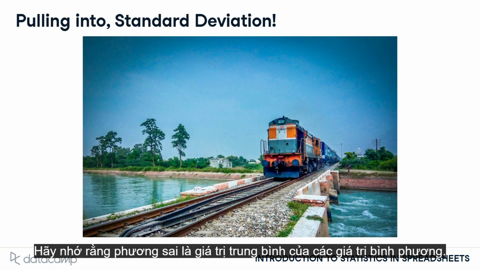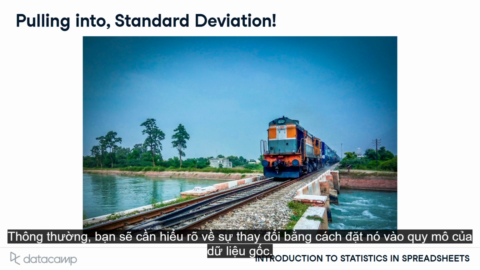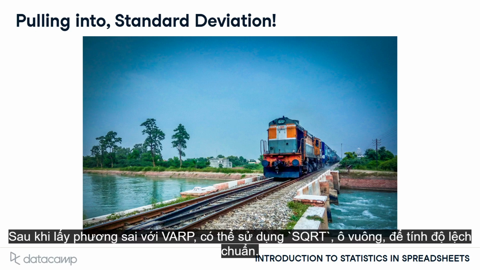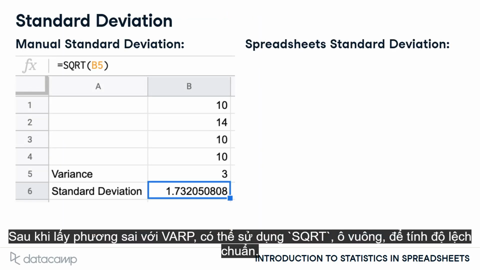Keep in mind variance is the average of squared values. Thus, the variance is different from the original sample values, making it less intuitive. Most often, you will need to make sense of the variation by putting it in the scale of the original data. This is done by taking the square root of the variance, called standard deviation. After taking the variance with VARP, use SQRT, square root, to calculate the standard deviation.